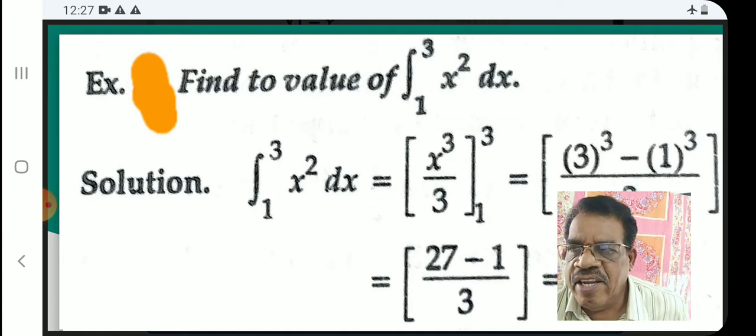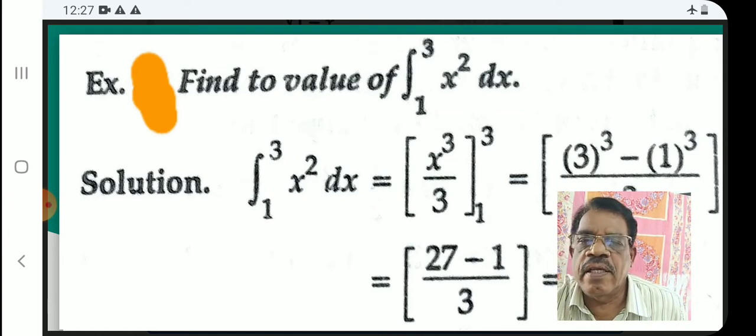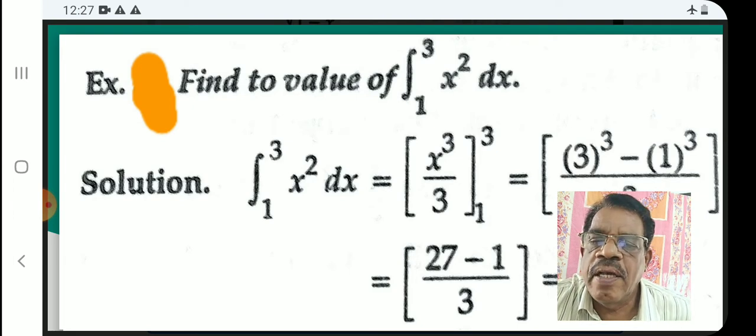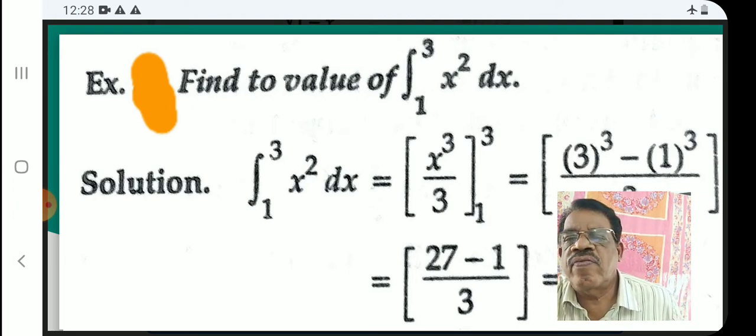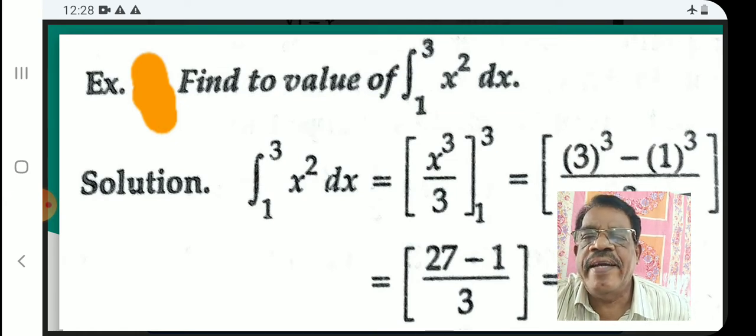In indefinite integral, there is a constant. In definite integral, there is no constant, but the limits will be given. So this question we read like this: find the value of integral 1 to 3 x square dx.